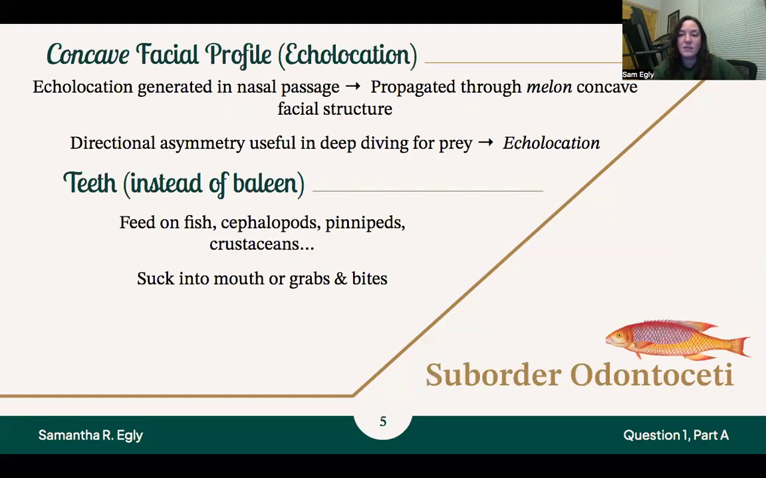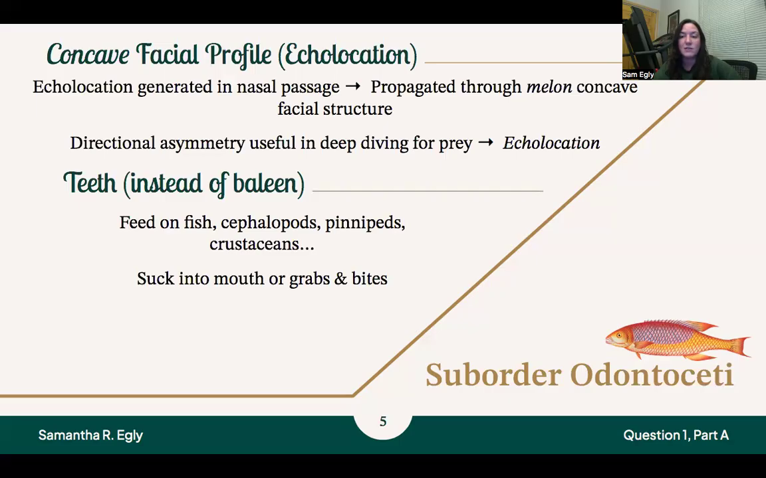All right, so odontocetes. So sperm whales, dolphins, porpoises are the largest suborder. They have teeth that they feed on fish, cephalopods, pinnipeds, crustaceans, etc. So they either suck them in or grab and bite them. So the facial profile is concave. This is used for echolocation to locate objects using narrowband whistles and broadband clicks used to communicate, which is generated in the nasal passage and then pushed forward through the melon, concave facial structure.